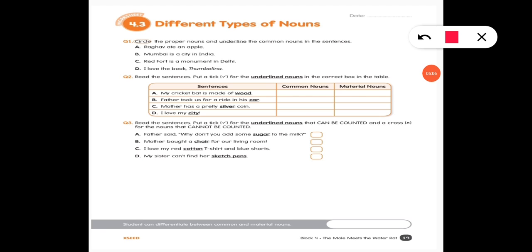Raghav ate an apple. So here Raghav is proper, and apple is common. Next, Mumbai is the city in India.